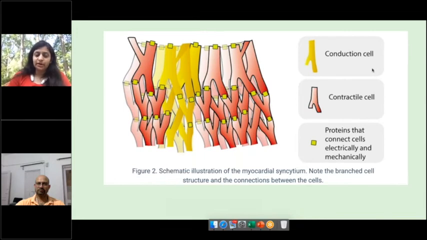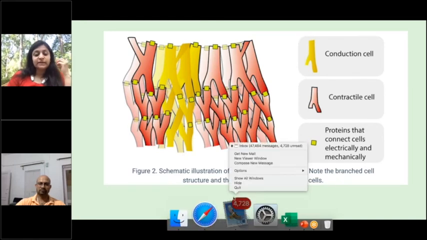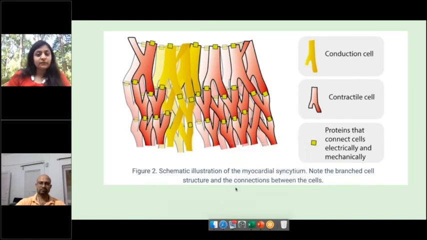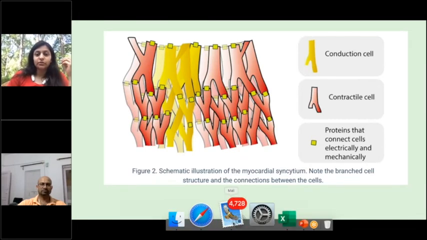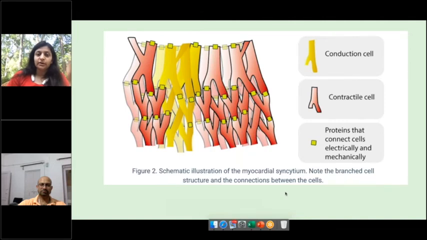Now, why is this important? It is because when an impulse is flowing through these conduction bands, the speed of the impulse is much faster in the conduction cells as compared to the contractile cells. And that is why when we talk about heart blocks, like a bundle branch block, and we will see what these bundles are, electricity cannot flow through these conduction cells because there is some sort of problem in them.